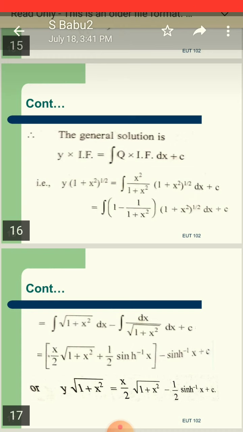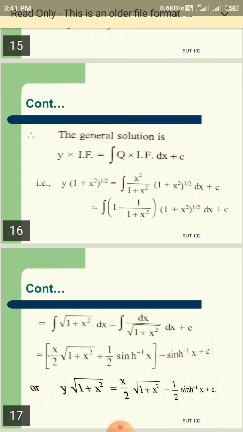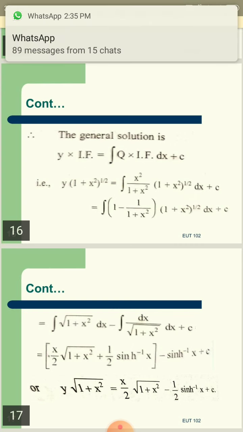Now, with this we can complete the topic of linear differential equations. After considering this type of linear differential equations, we go to another topic later on. So herewith we can finish this today's topic. It completes today's topic.